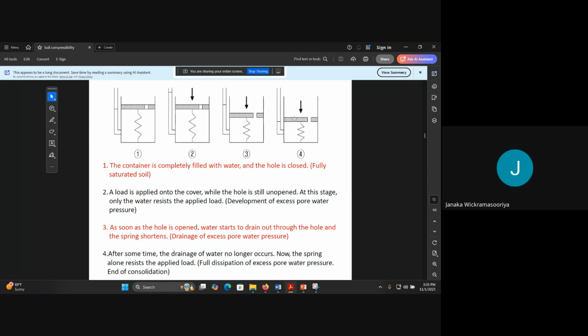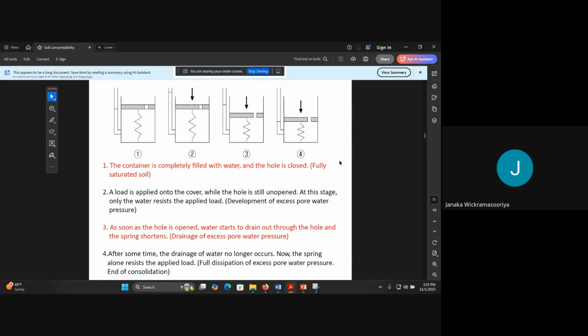When the pore water pressure is reduced by removing water, there will be some settlements. Now here, from here to here, there will be settlements. From here to here, it has settled. And when the total load is taken by the soil skeleton or the spring, only the dry soil, then the consolidation is over. So this is a model that we can use to describe the consolidation process.